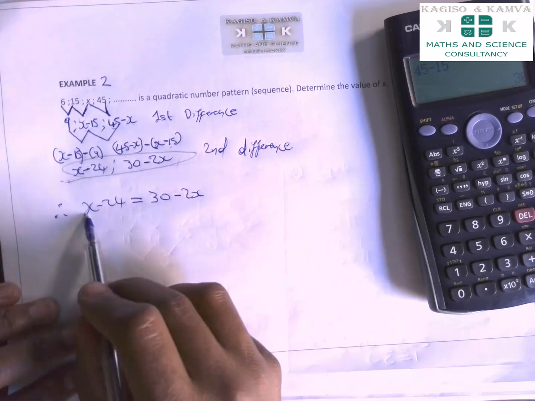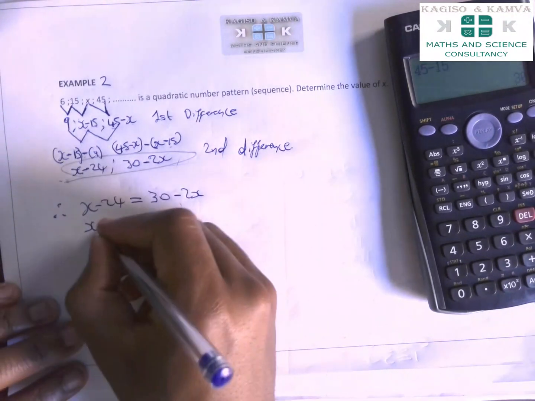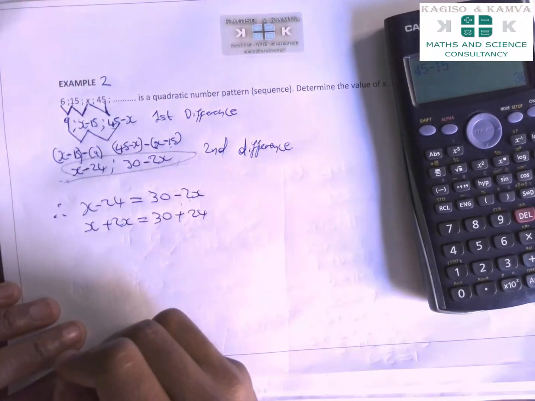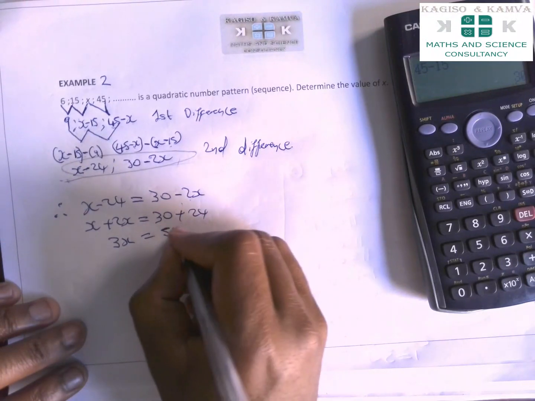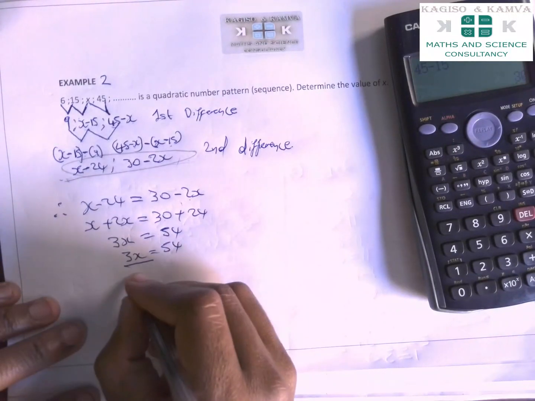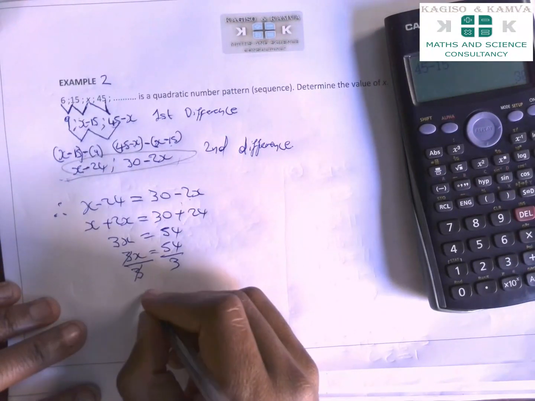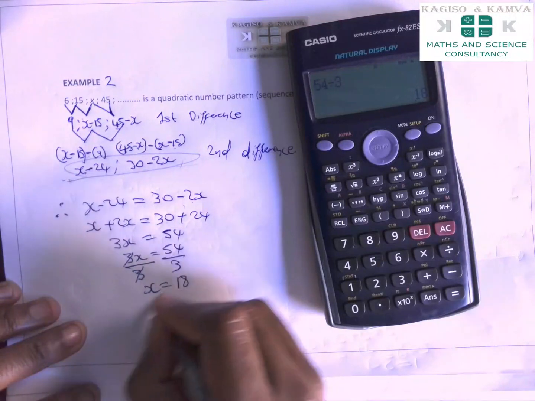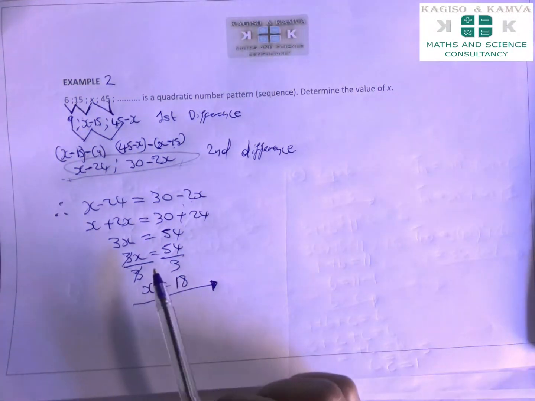So I transpose this one to this side. You're going to have x plus 2x is equal to 30 plus 24. Now I have 3x, and this one is going to be 54. So 3x equals 54. We divide both sides by 3. This cancels that. x is going to be equal to 54 divided by 3, which is 18. So now we managed to get the value of x.